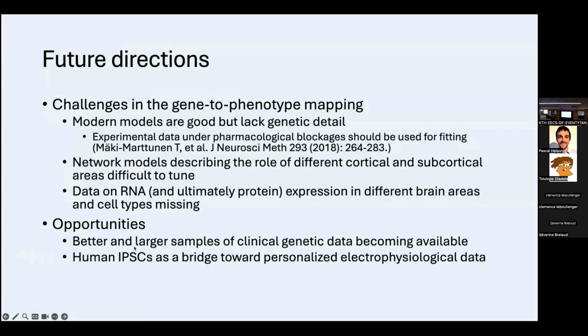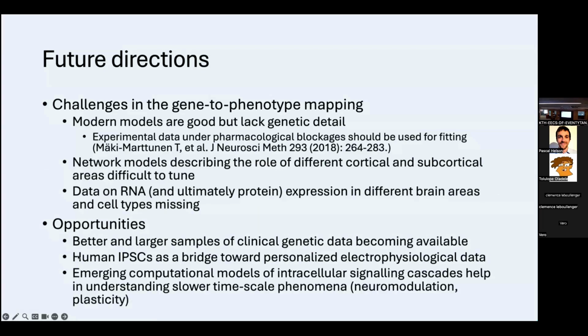And then induced pluripotent stem cells could work as a bridge towards personalized medicine and personalized physiological modeling. We already showed that we can tune our models subject-wise and then calculate, for example, group differences based on those. The same could be done using induced pluripotent stem cells, and that could have a range of opportunities. I'd like to conclude here, and thanks for your attention.